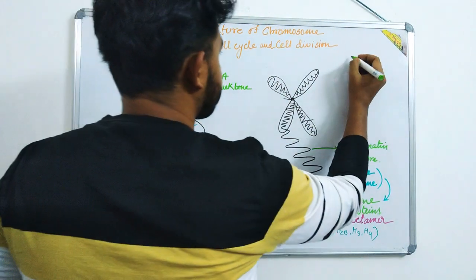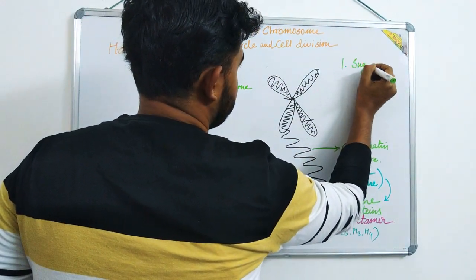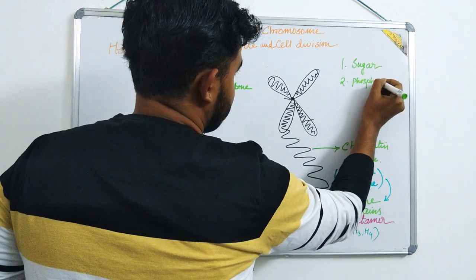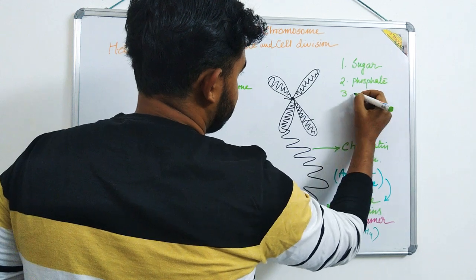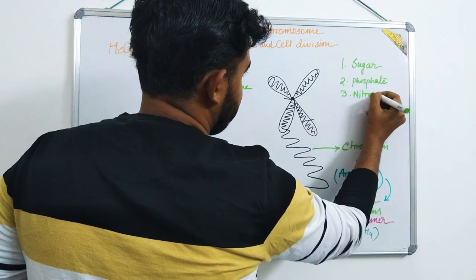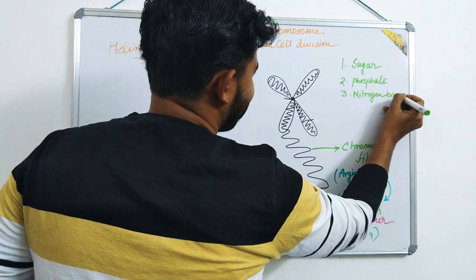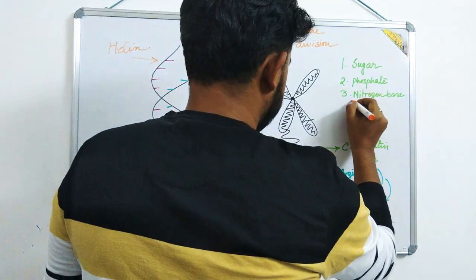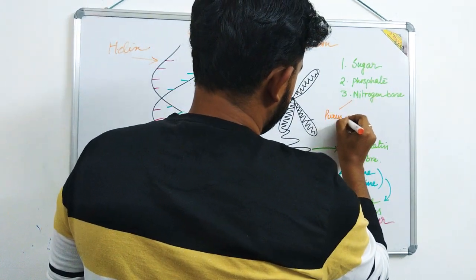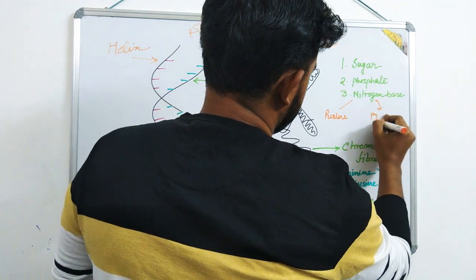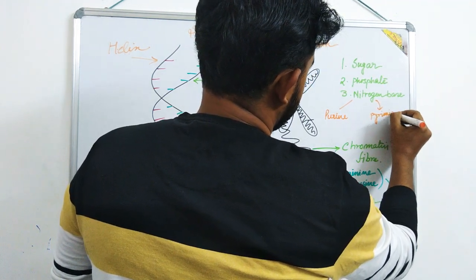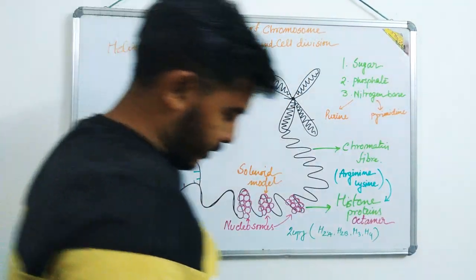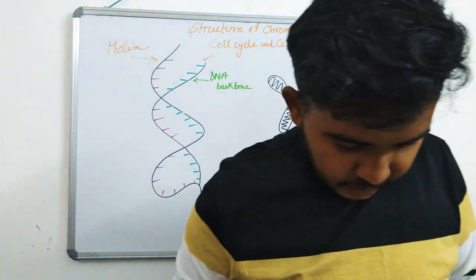First one is sugar, phosphate or inorganic phosphate. Okay, and third one is nitrogen base. Nitrogen bases, there are two types of nitrogen bases. One is purine and another one is pyrimidine. Okay, purine and pyrimidine. So what happened?